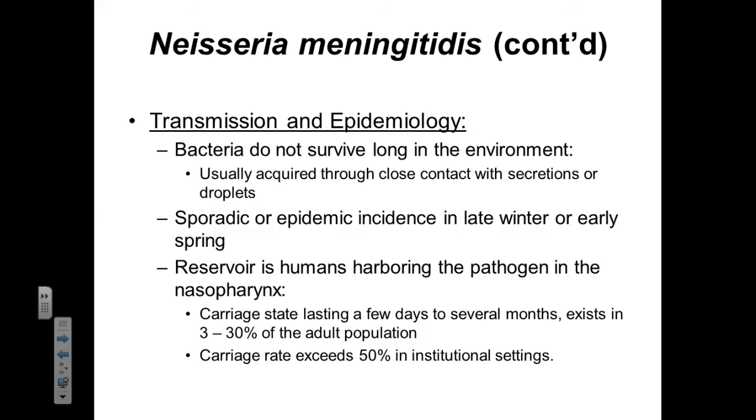Our primary reservoir for this bacterium is human beings, and we'll harbor it in the nasopharynx region, so the upper back throat region. We'll have a carriage state that lasts for a few days to several months, and it's going to exist in between 3% to 30%, so about a third or less than a third of the adult population. And this carriage rate will exceed 50% in our institutional settings.